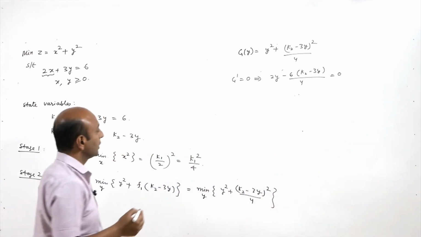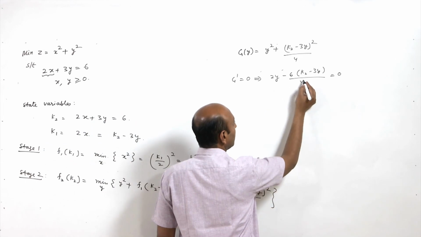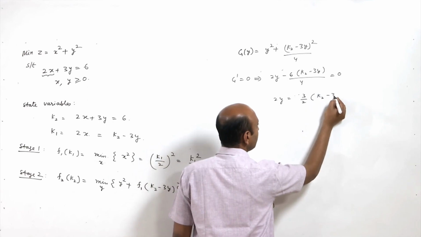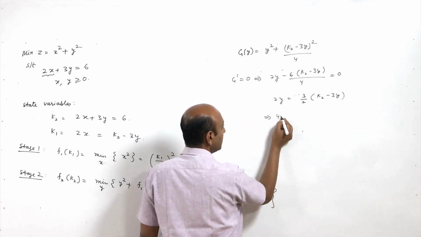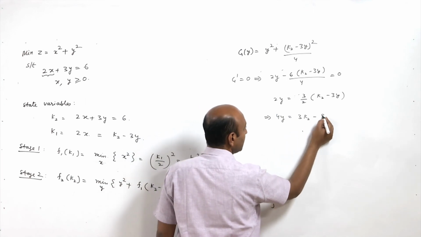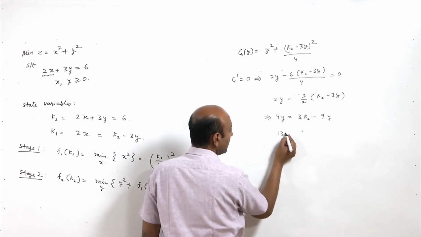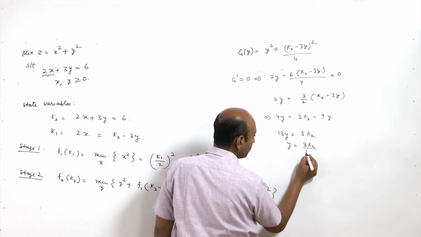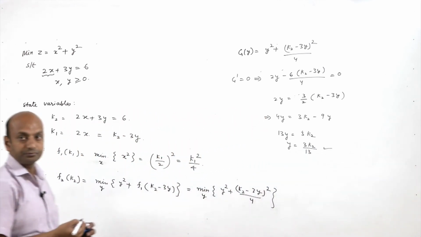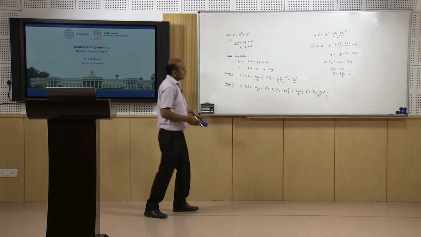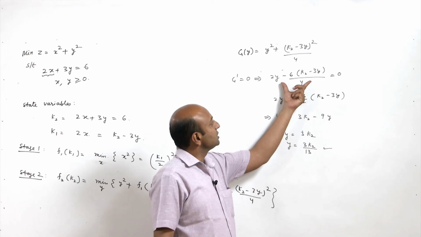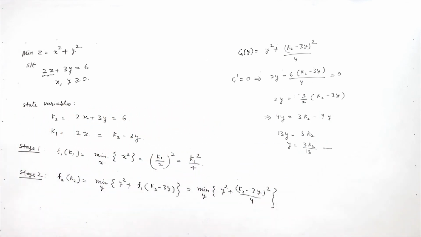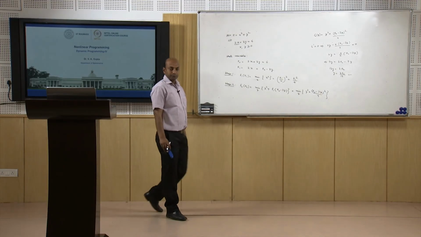So, that will be 2y equals 3 upon 2 times k2 minus 3y. This implies 4y equals 3k2 minus 9y, so 13y equals 3k2, and y equals 3k2 upon 13. This is y. If you take the second derivative of this quantity, the second derivative will be positive. You can check.